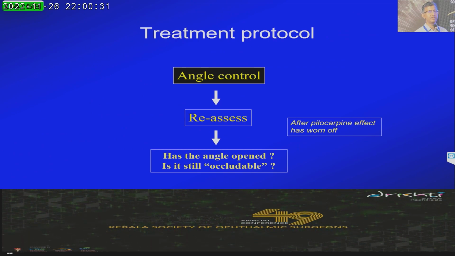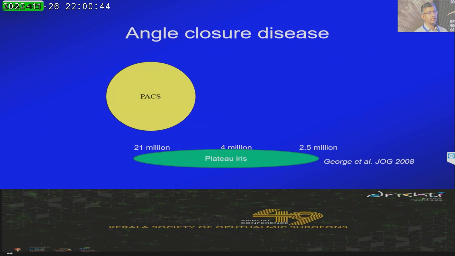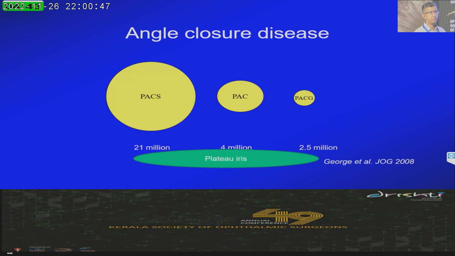The story ends when you see what has happened after the YAG-PI. And in general, you would want to do the gonioscopy at least 72 hours after you have done the YAG-PI, because the pilocarpine effect has to go off for you to see what is happening to the angle and whether it's still occludable. Keep in mind that you can have a Plateau iris configuration in any phase of the disease.